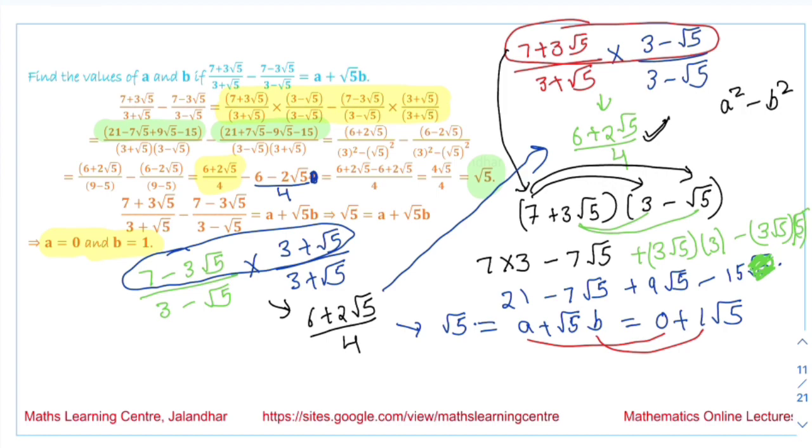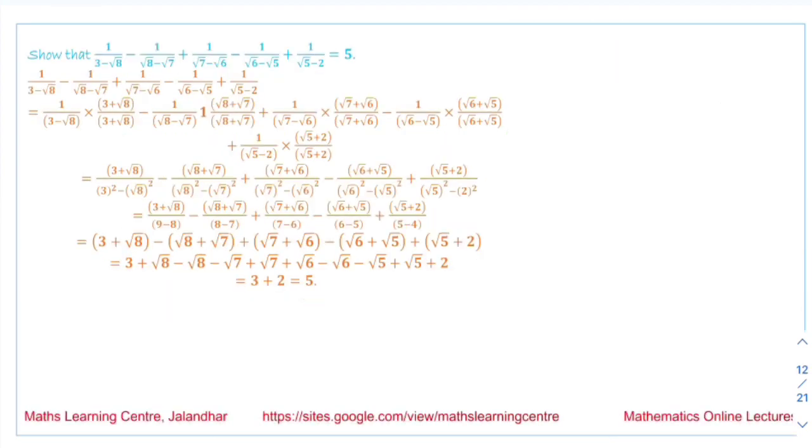Now in this next question, the procedure is the same. The only difference is we have 5 different terms which we have to rationalize, and we know how to rationalize each of these terms. For the first term, the rationalizing factor is 3 plus square root 8. For the second term, it is square root 8 plus square root 7. For the third term, it is square root 7 plus square root 6. For the fourth term, it is square root 6 plus square root 5, and for the last term, it is square root 5 plus square root of 2. So we multiply and divide these terms. You can solve these terms separately.